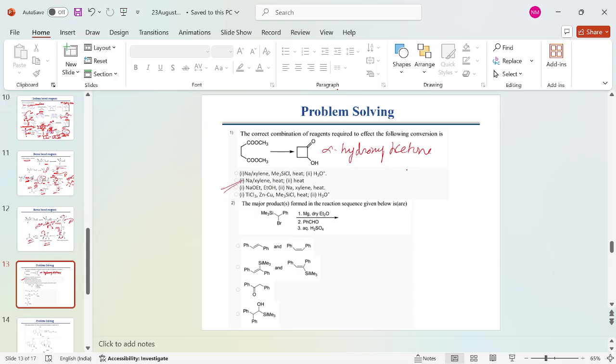So what happens there? COOMe, COOMe. Now sodium transfers its single electron to this and forms this diradical.